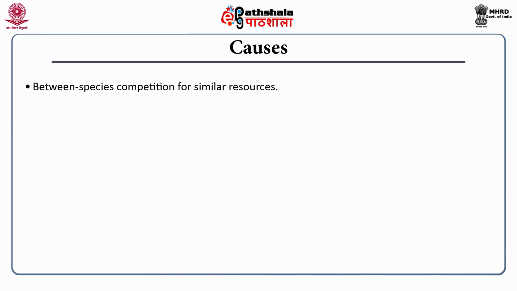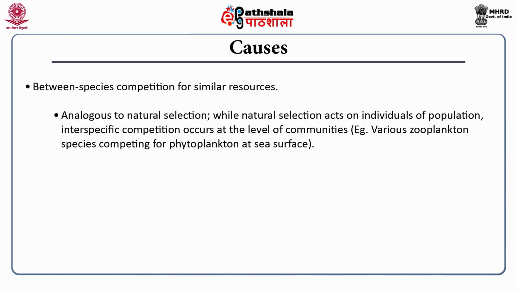In ecology, competition between species for similar resources is one of the major driving factors. So, resource utilization competition between different species is quite analogous to natural selection, but natural selection happens within a species, mostly between the individuals of a population. The natural selection happens at the individual level of the population, but in this case it is between species inside a community. So, while natural selection acts on the individuals of a population, interspecific competition occurs at the level of the community. One example would be various zooplankton species competing for the phytoplankton on the sea surface.